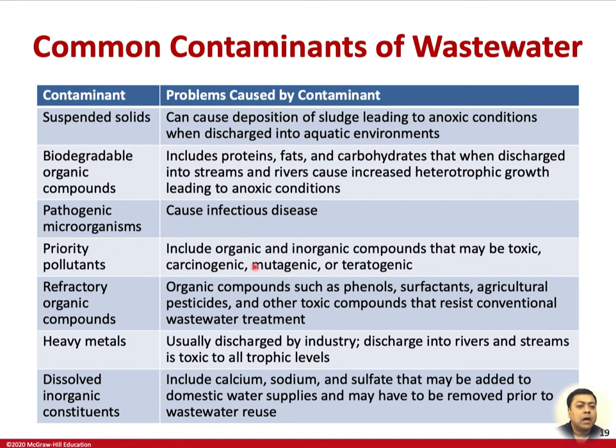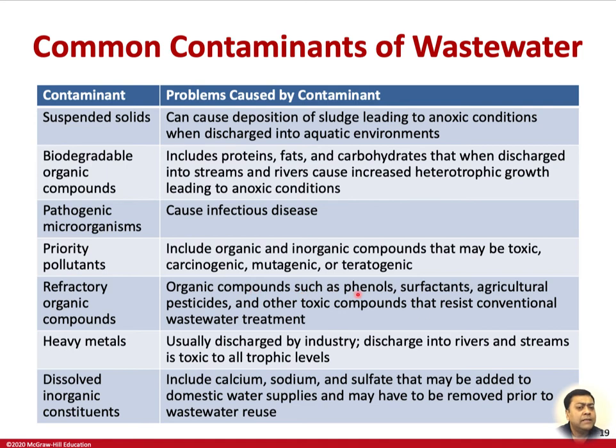The priority pollutants are produced. These are organic and inorganic compounds, and these are industrial products. Many of these could be toxic, carcinogenic, mutagenic, and teratogenic. And along with them, there are refractory organic compounds. This could be phenols, surfactants, agricultural pesticides. Think about that. When you talk about phenol, just your home Lysol will be considered a refractory compound. Surfactants, that's detergent and soaps, are considered refractory organic compounds. So the liquid that is going out of your washer contains those. Then you have agricultural pesticides. These are all toxic compounds from the environment and also resist the conventional wastewater treatment.